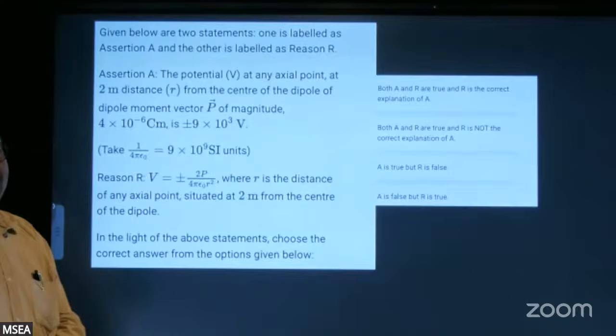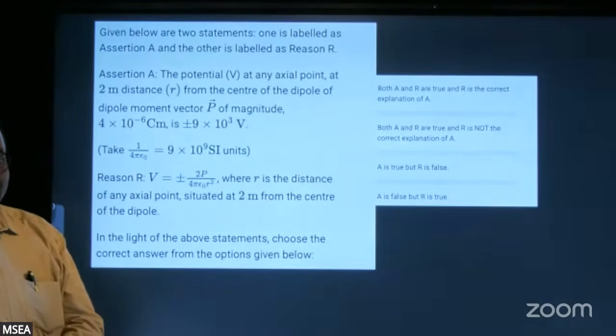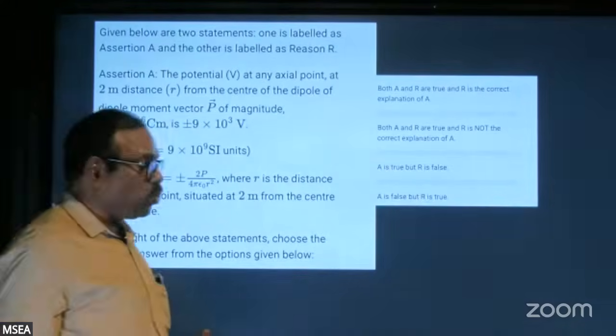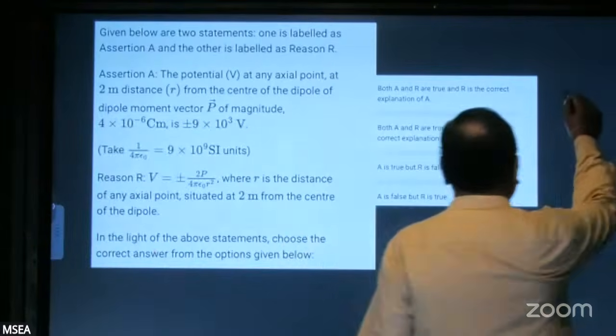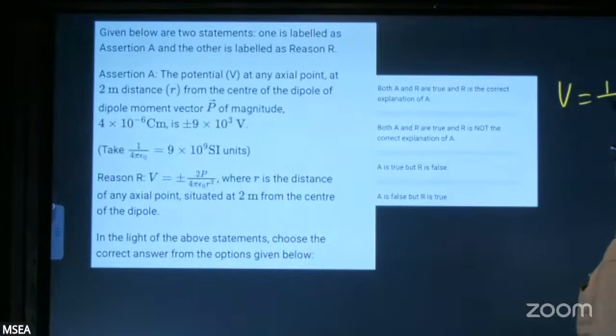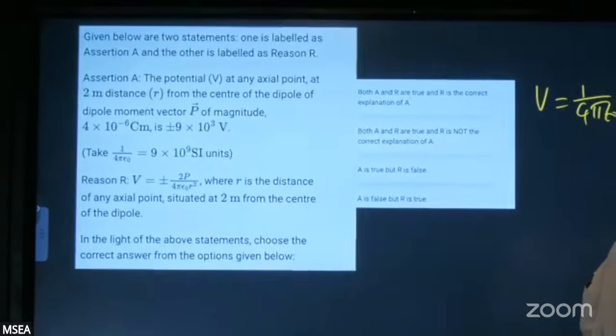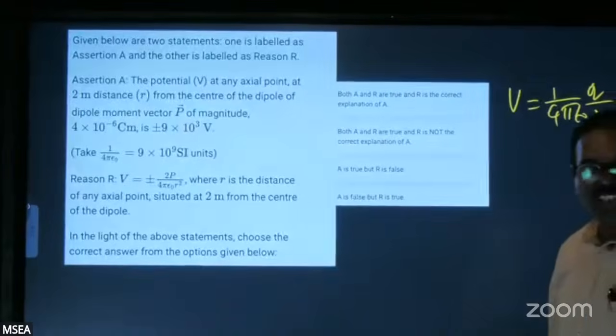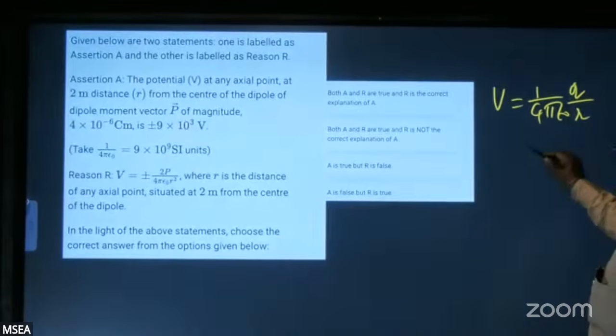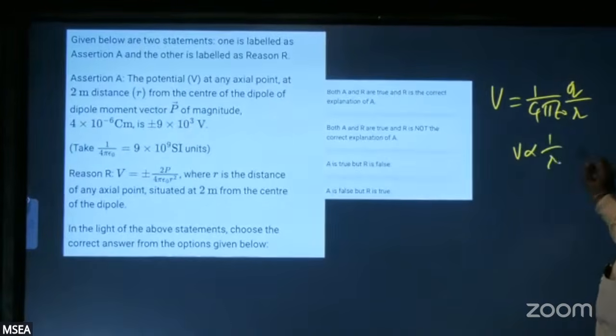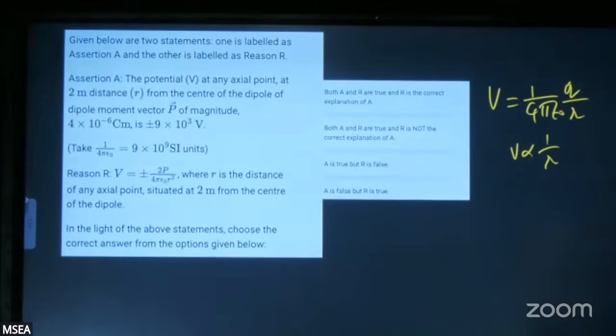So we have two formulae for electric potential. One is the electric potential due to a point charge. The electric potential due to a point charge is 1 by 4 pi epsilon naught Q by R. That means V is proportional to 1 by R for a point charge.